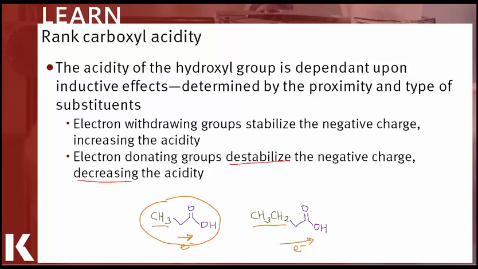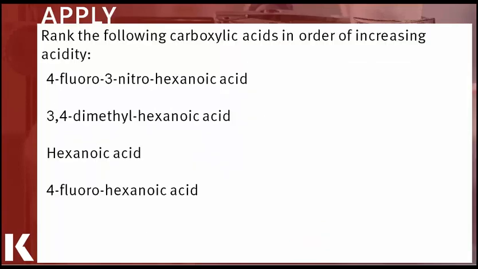So now it's time to put this all together and practice with a question. All right, rank the following carboxylic acids in order of increasing acidity. You have 4-fluoro-3-nitrohexanoic acid, 3,4-dimethylhexanoic acid, hexanoic acid, and 4-fluorohexanoic acid.